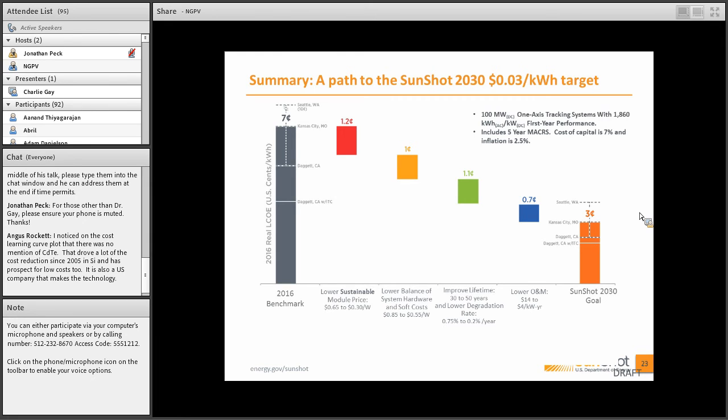If you look closely at the top of this figure, that 7 cents today would be about 10 cents in Seattle, which is less sunny than Kansas City, which is our reference site for that 7 cent target. And the sunniest part of the U.S., Daggett, California, in the Mojave Desert, the high desert of Southern California, not far from where Edwards Air Force Base is located, forms that lower bound on the cost per kilowatt hour. Let's go to the next slide.